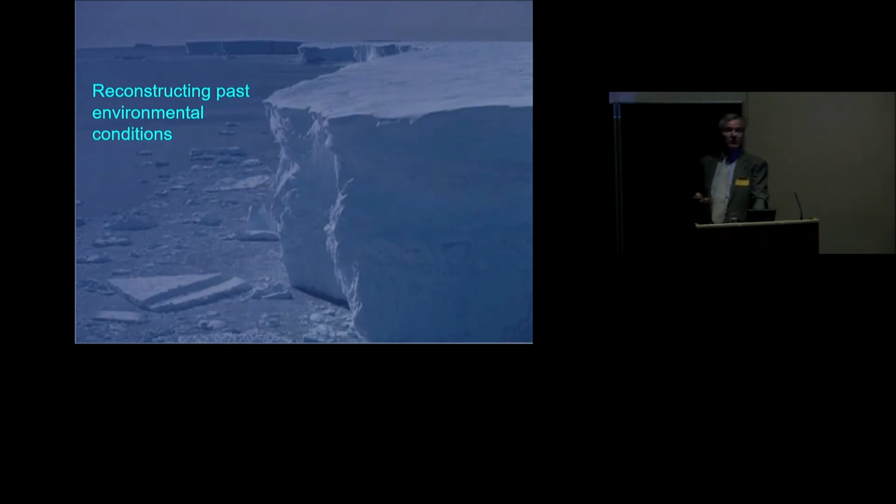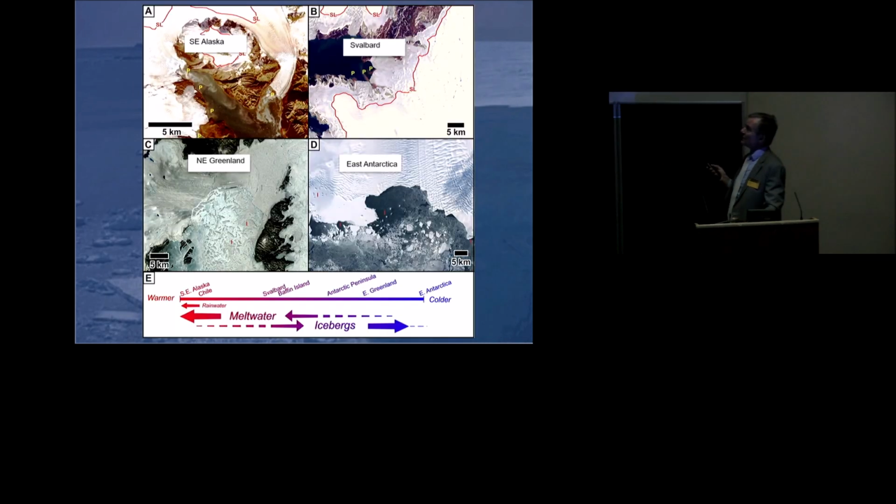And what about reconstructing past environmental conditions? We know that there is a continuum of environments in which ice reaches the sea, from at the warmest, places like southeast Alaska and Chile, where even rain has some influence on the basal hydrology of the glaciers that sit there, to the very coldest environments of East Antarctica, where the water temperatures in those kind of places are -1, -1.5.